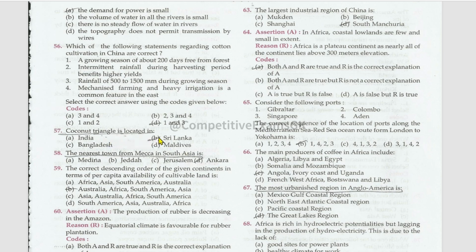Coconut Triangle is located in Sri Lanka. The nearest town from Mecca in South Asia is Ankara. The correct descending order of the given continents in terms of per capita availability of cultivable land is Australia, Africa, South America, and Asia.